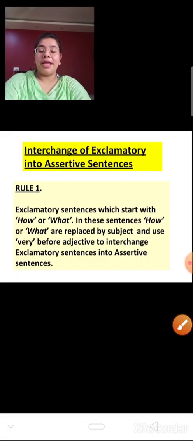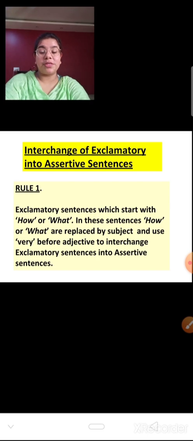Now today in this video we are going to see the first kind of interchange of sentences, that is how we can interchange or transform a sentence from exclamatory to assertive. There are 3 rules to transform this sentence. One by one we will read those.